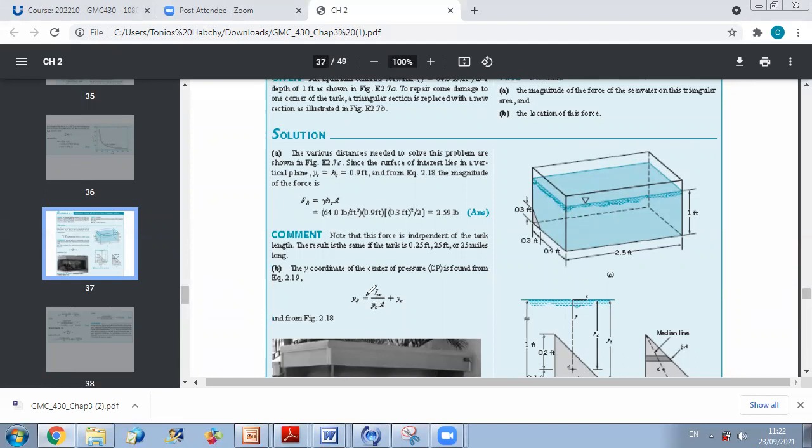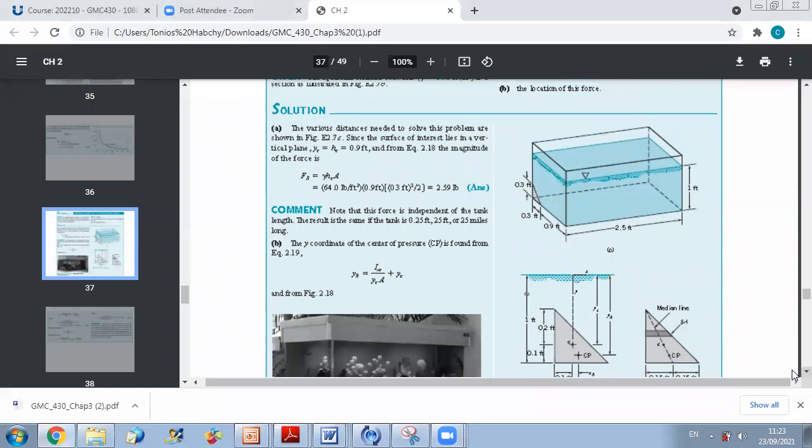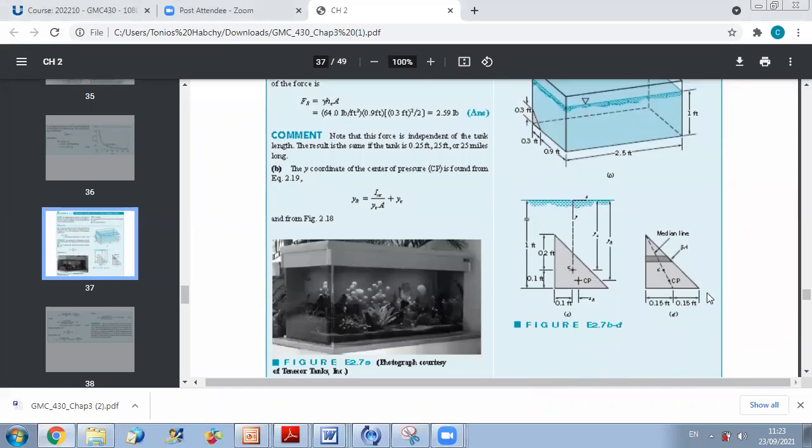Here I will replace Ix by its value. I already know Yc. If you remember, Yc is the distance from the free surface to the centroid. It's 0.9 feet. And the area was already calculated. So now you are ready to find the numerical value. All you have to do is to replace. Any question on how we found the position of YCP?